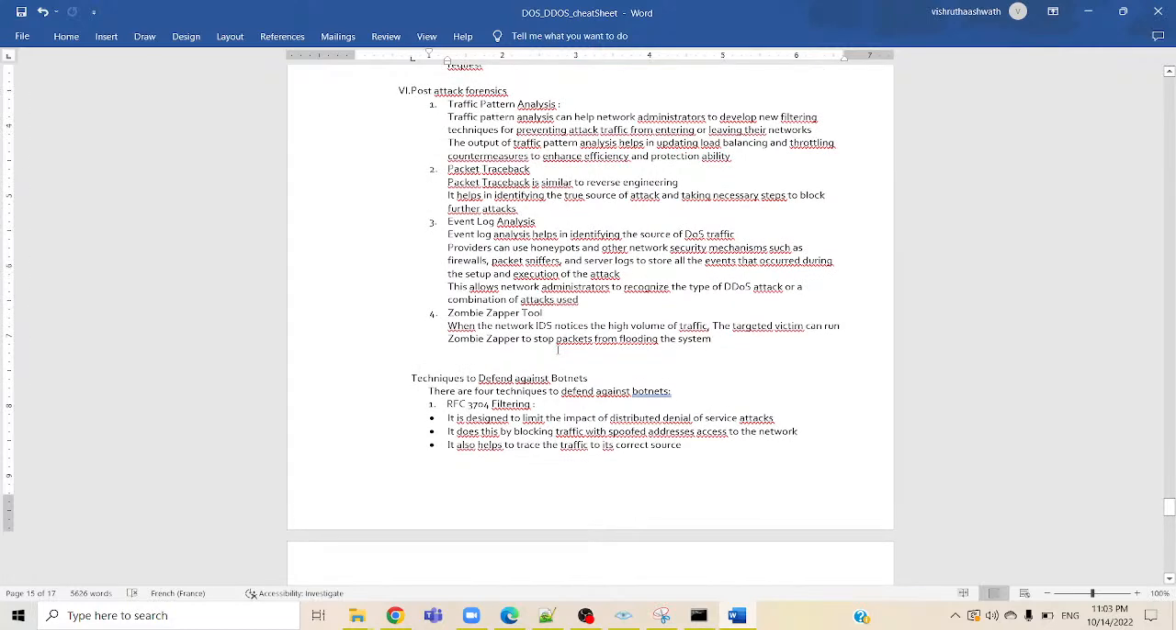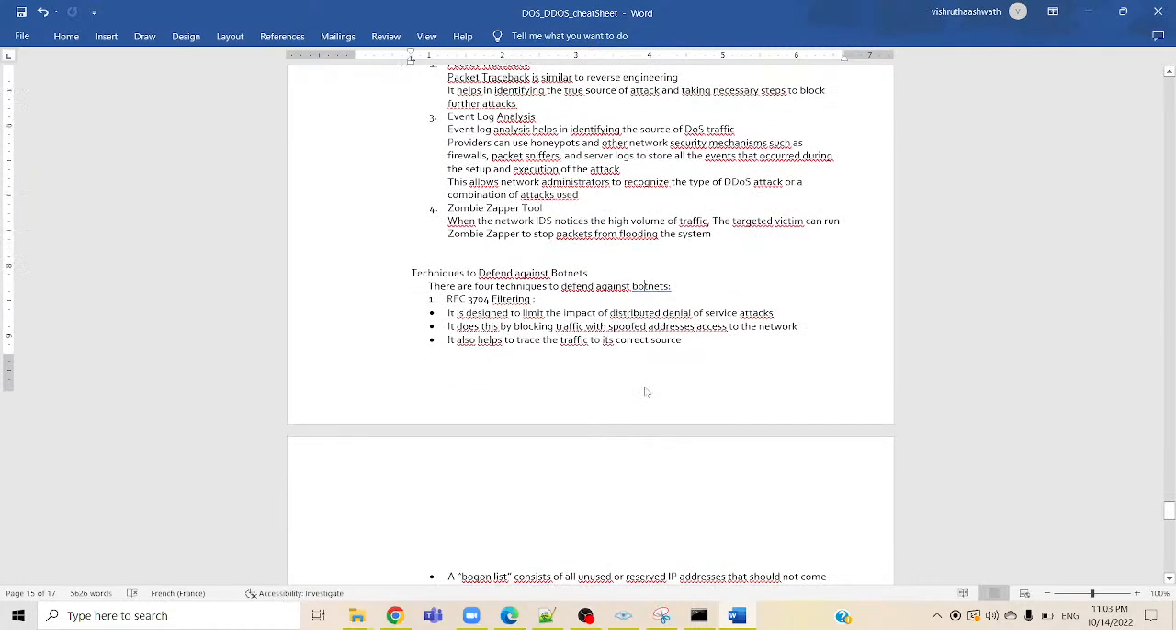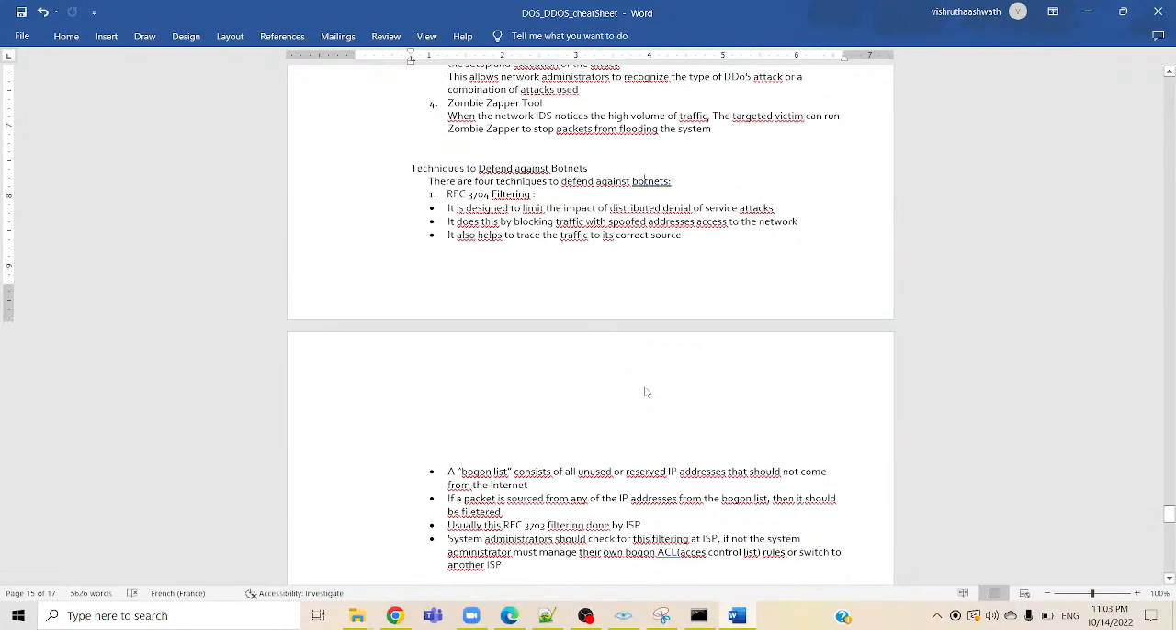Zombie Zapper tool. When the network IDS notices the high volume of traffic, the target victim can run Zombie Zapper to stop packets from flooding the system. Techniques to defend against botnets. There are four techniques to defend against botnets.